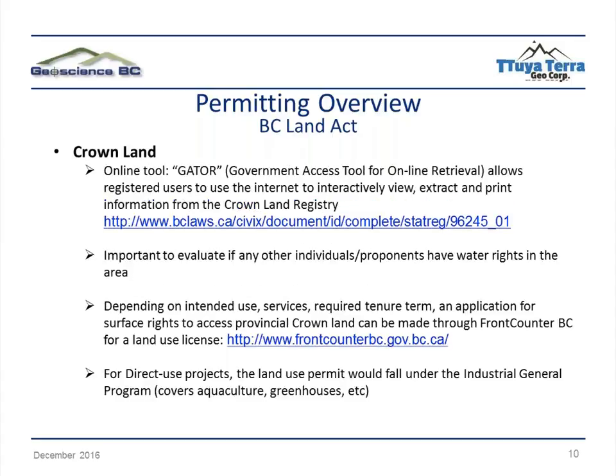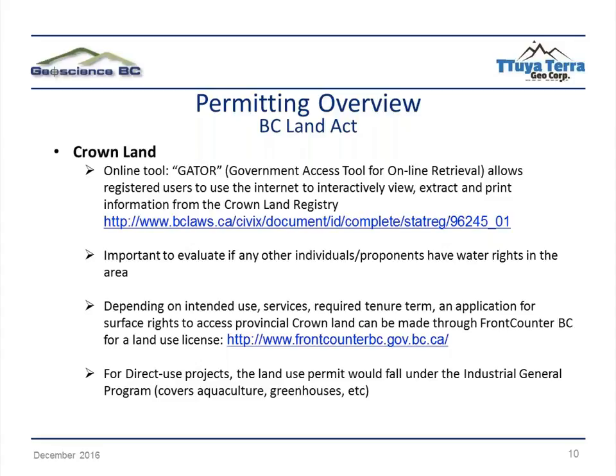So in order to go through the BC Land Act permitting process, there is a tool called GATOR, which is Government Access Tool for Online Retrieval. And what this does is it allows registered users to use the internet to interactively view, extract, and print information from the Crown Land Registry. So another thing that's important is to evaluate if any other individuals or proponents have water rights in the area.